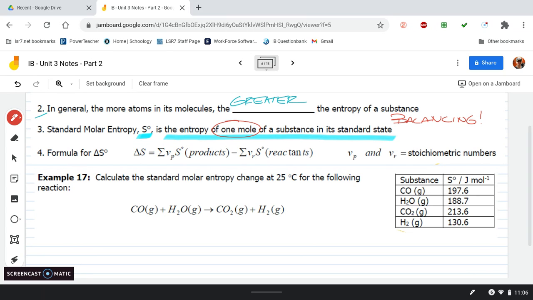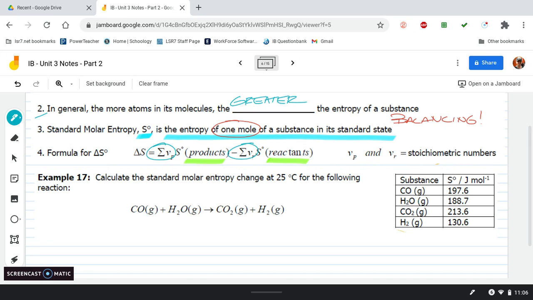The numbers in front are going to mean something. If you look at the formula, it's products minus reactants, products minus reactants. That is the theme you want to stick with. Remember, the summation symbol just means we're going to add them up, and then multiply by their coefficients. All of that is extremely important when you're doing things like this.